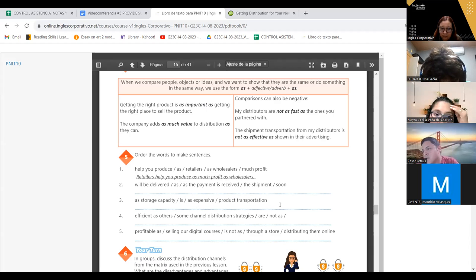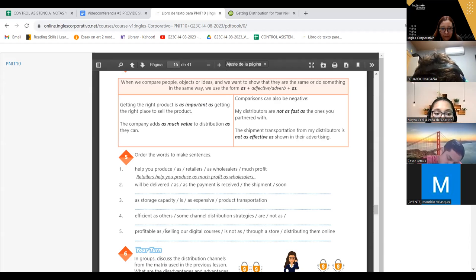Product transportation is as expensive as storage capacity. Yes, that is correct, Mayra. Product transportation is as expensive as the storage capacity. They are both expensive, the same, right?